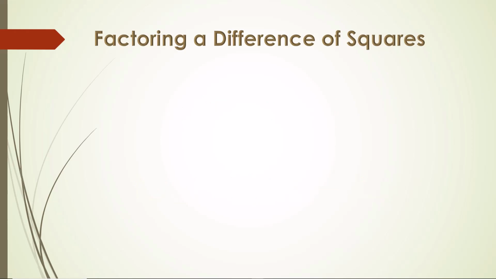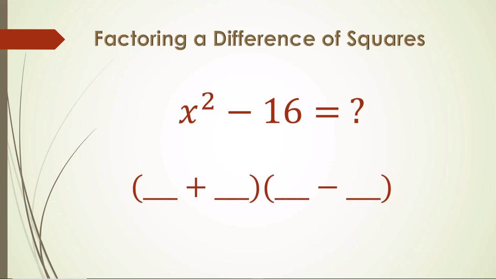Let's try another one. Here we have x squared minus 16. Set out the two binomials with plus and minus operators, put x in the first positions, and the square root of 16, the value 4, in the second positions, and behold the correct factorization.